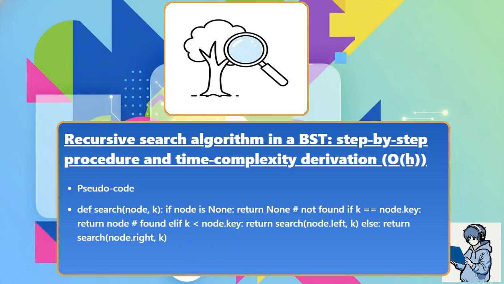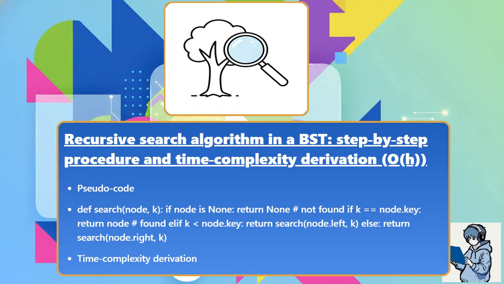Pseudocode. Define search with parameters node, k. If node is none, return none, not found. If k equals node.key, return node, found. Else if k is less than node.key, return search(node.left, k). Else return search(node.right, k).